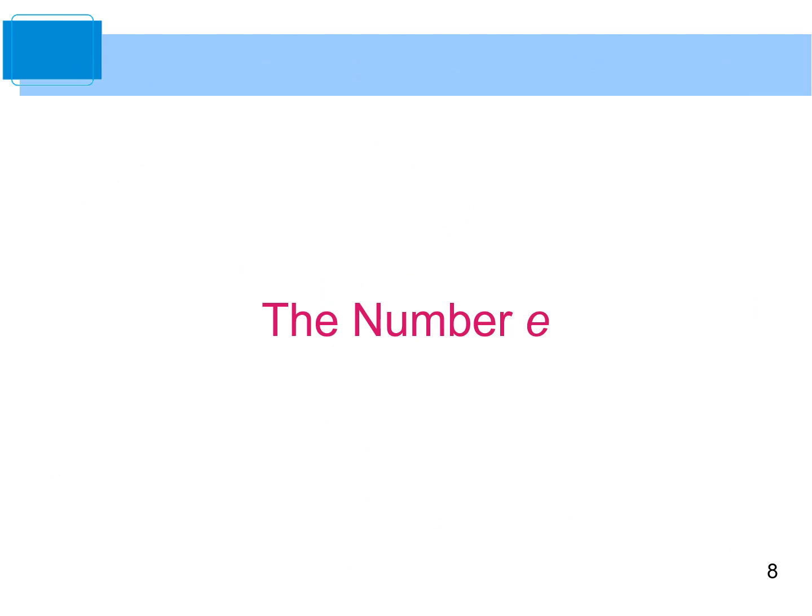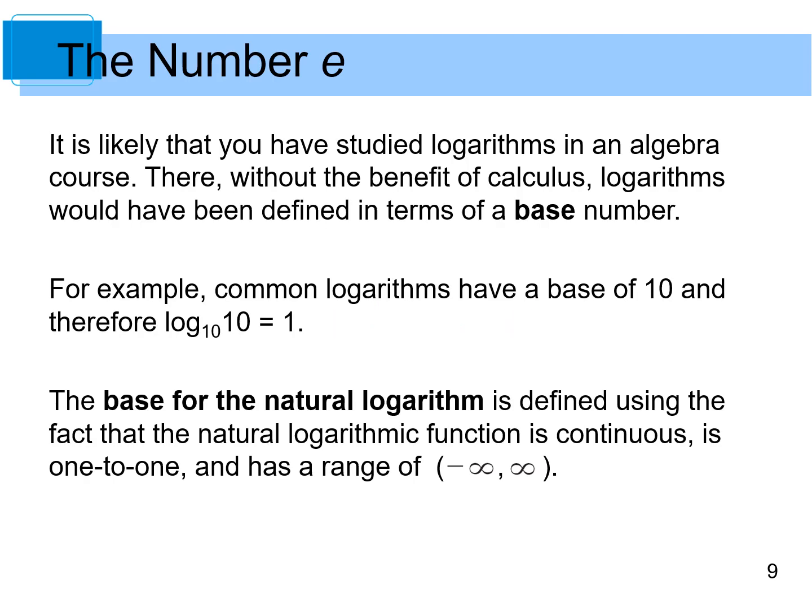So now let's consider the special number e. Perhaps you've already studied logarithms in your previous pre-calculus subjects or Gen Math subjects like algebra, and you would have considered the logarithm in terms of what we call a base number. For example, common logarithms have a base of 10, and we write this using the log symbol instead of ln, the natural logarithm. So log of 10 base 10 is equal to 1.